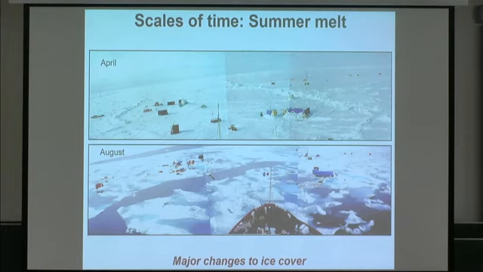We go from this April scene of a nice snow-covered ice cover to August, when all the snow is melted, much of the ice is melted, there's a lot more open water, there's melt ponds everywhere. There are tremendous changes that go on during the summer, so we're very interested in that seasonal change from a temporal scale basis. Where is that? That's in the Beaufort Sea. It was taken during the SHEBA experiment in summer of 1998.